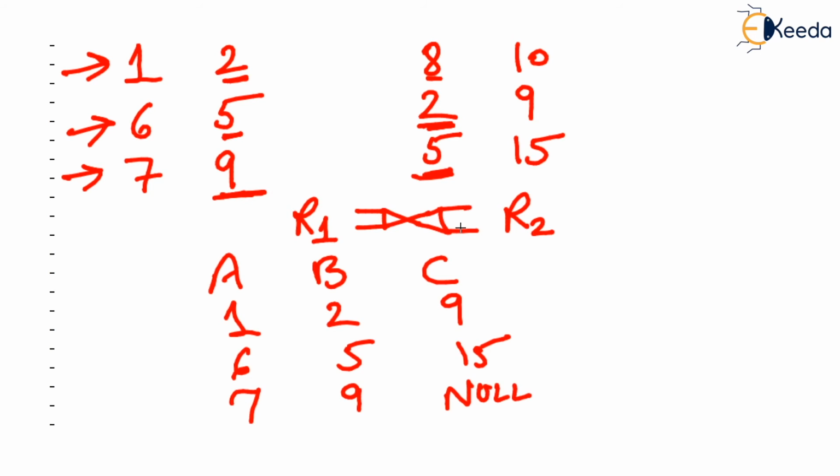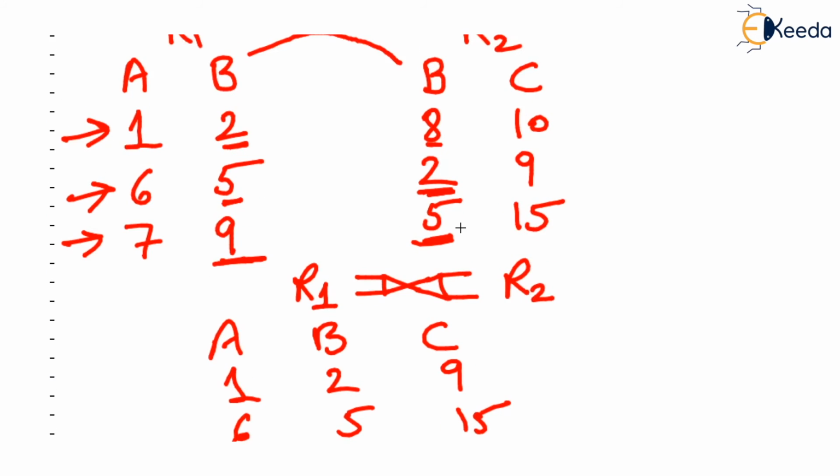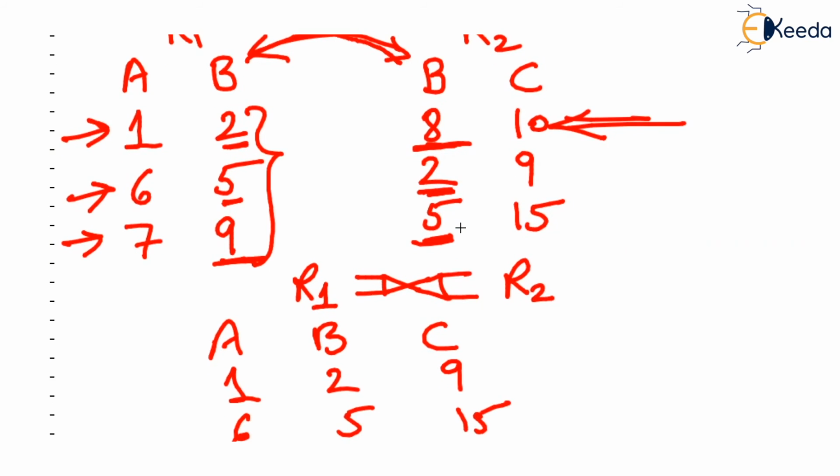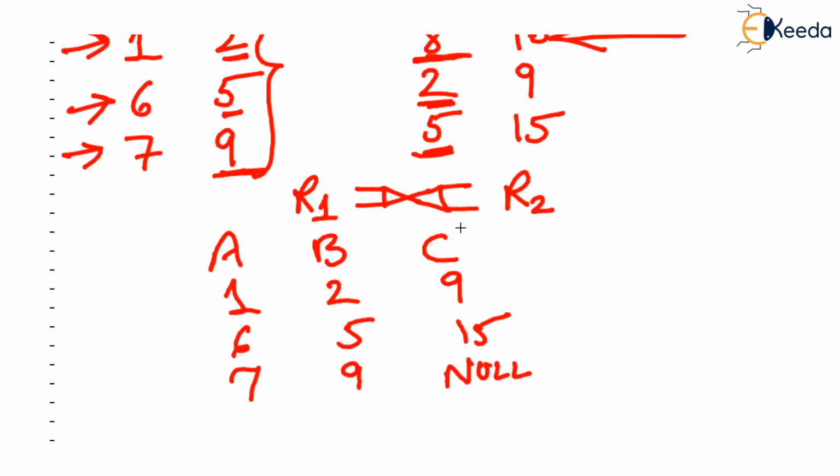Now, remember it is full outer join. So check from R2's perspective also. In R2, we have 8, 10. This 8 is not found anywhere under this B. Please try to understand. We are comparing the common column. But in R2, there is a value of B, 8, which is not found in the left-hand side table. So in that case, this 8, 10 of the right-hand side will be shown with A as null.